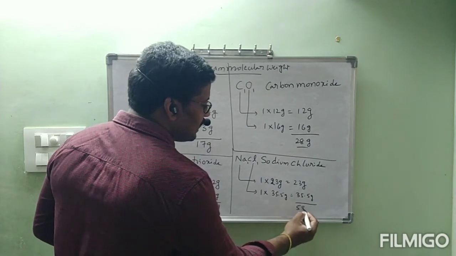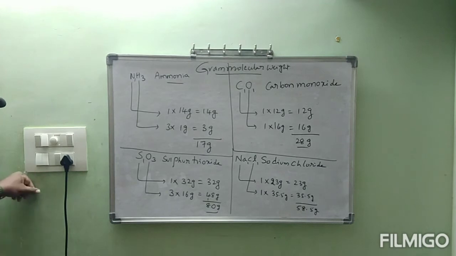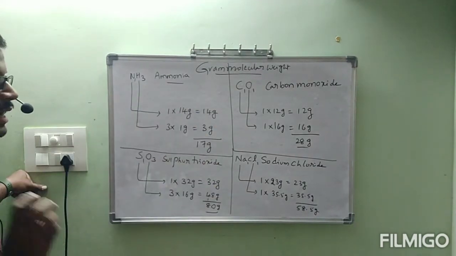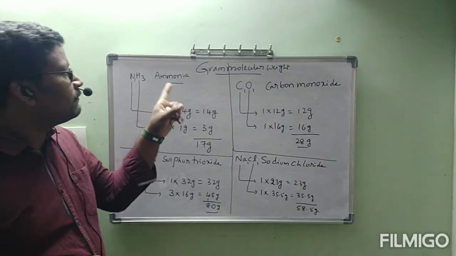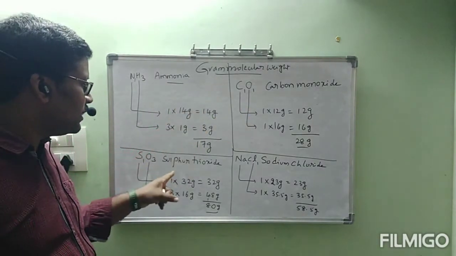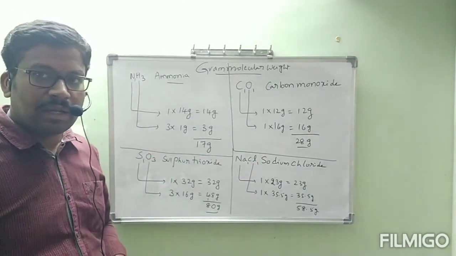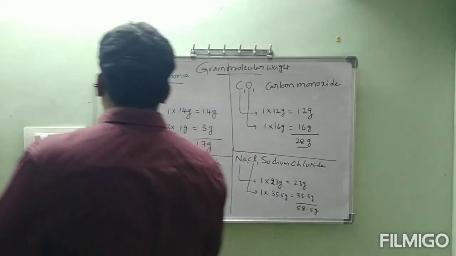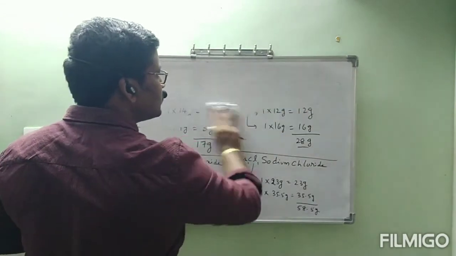Total 58.5 grams. This is the data about gram molecular weight: gram molecular weight of ammonia, gram molecular weight of carbon monoxide, gram molecular weight of sulfur trioxide, gram molecular weight of sodium chloride. Okay, I will continue. These examples are enough.